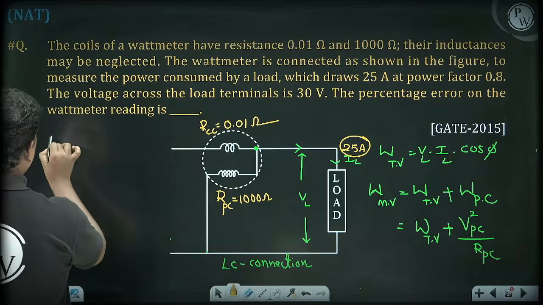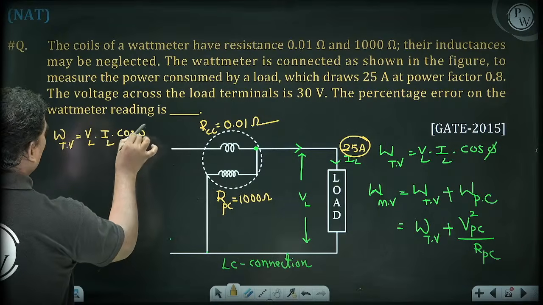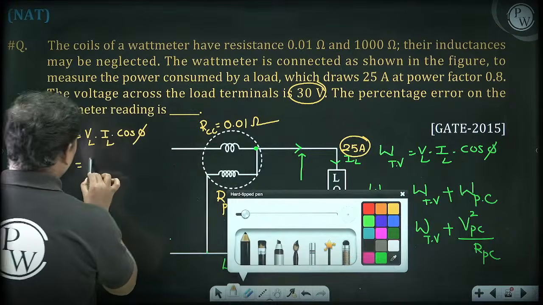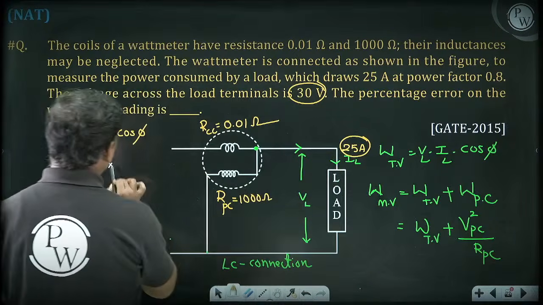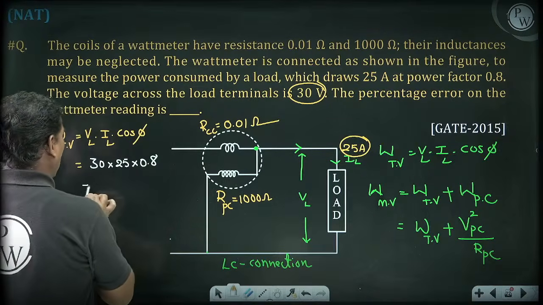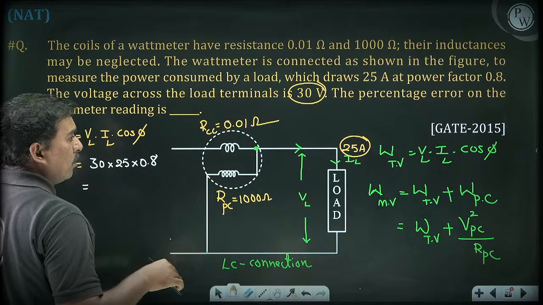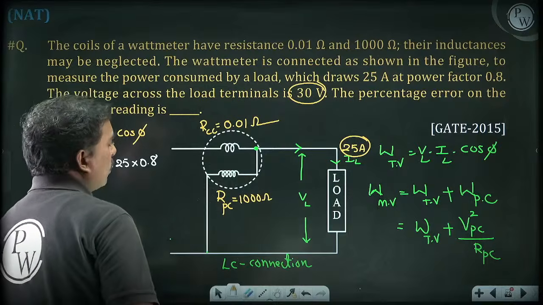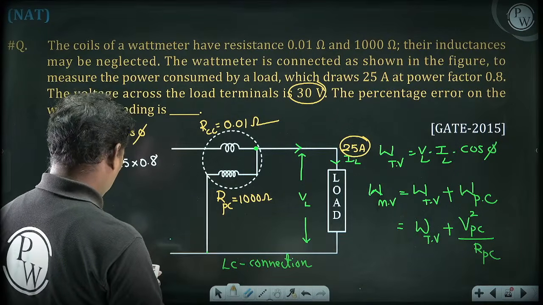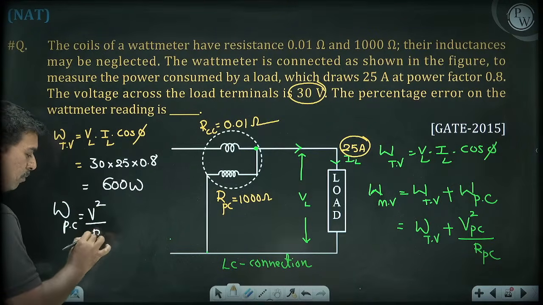Okay, so now we will write the true value, that is VL IL cos phi. What is the VL? He has given 30 volts. This is 30 volts and IL is equal to 25 amperes, and cos phi is the power factor, that is 0.8. So 30 into 25 into 8 by 10. So 600 watts. Use the calculator, beta. So 600, sorry.